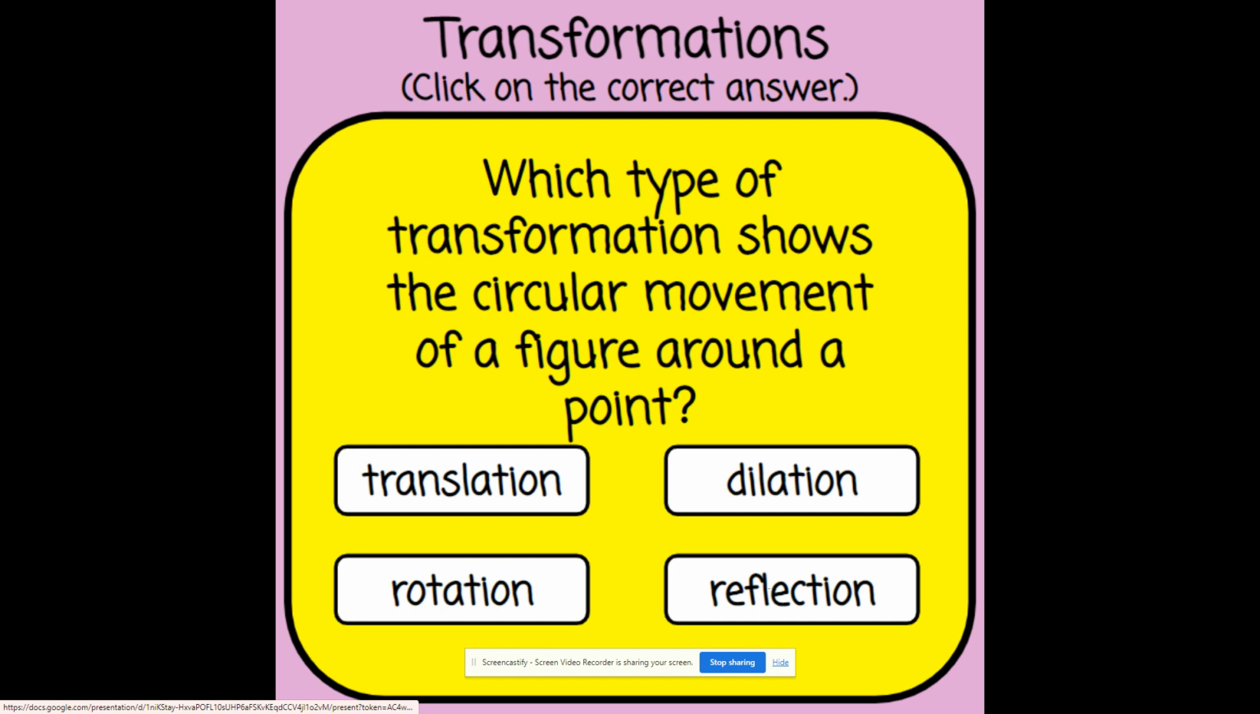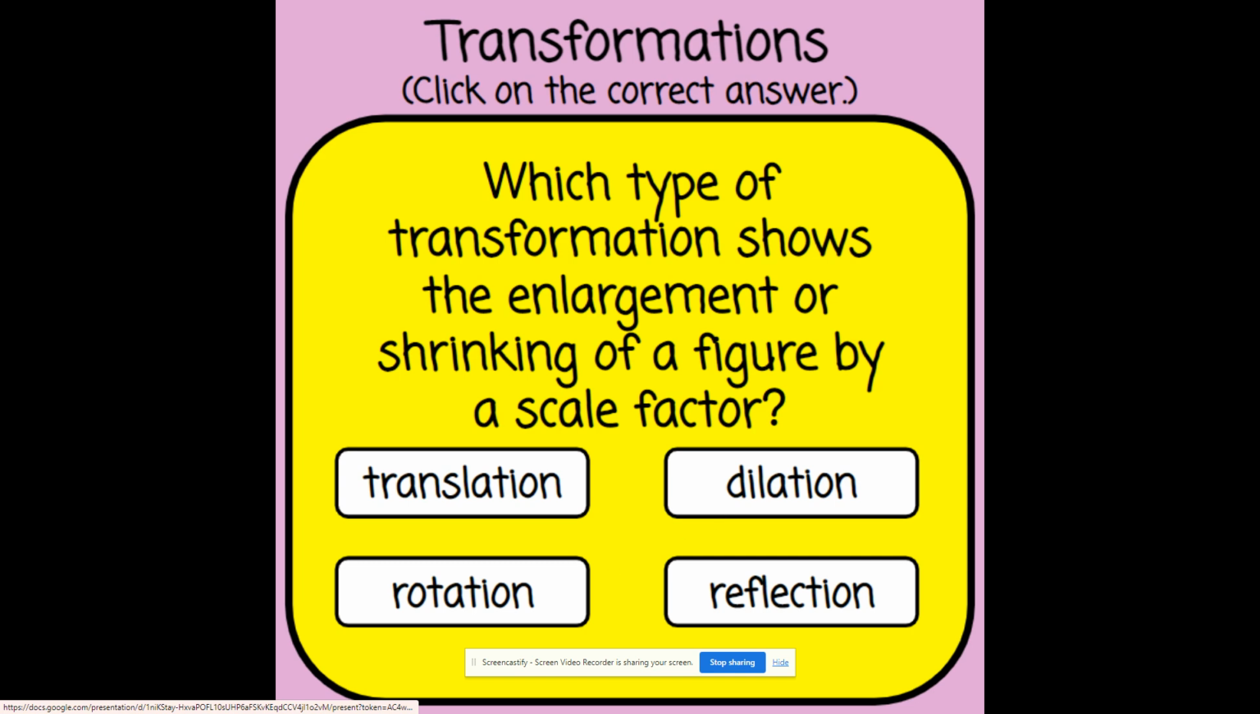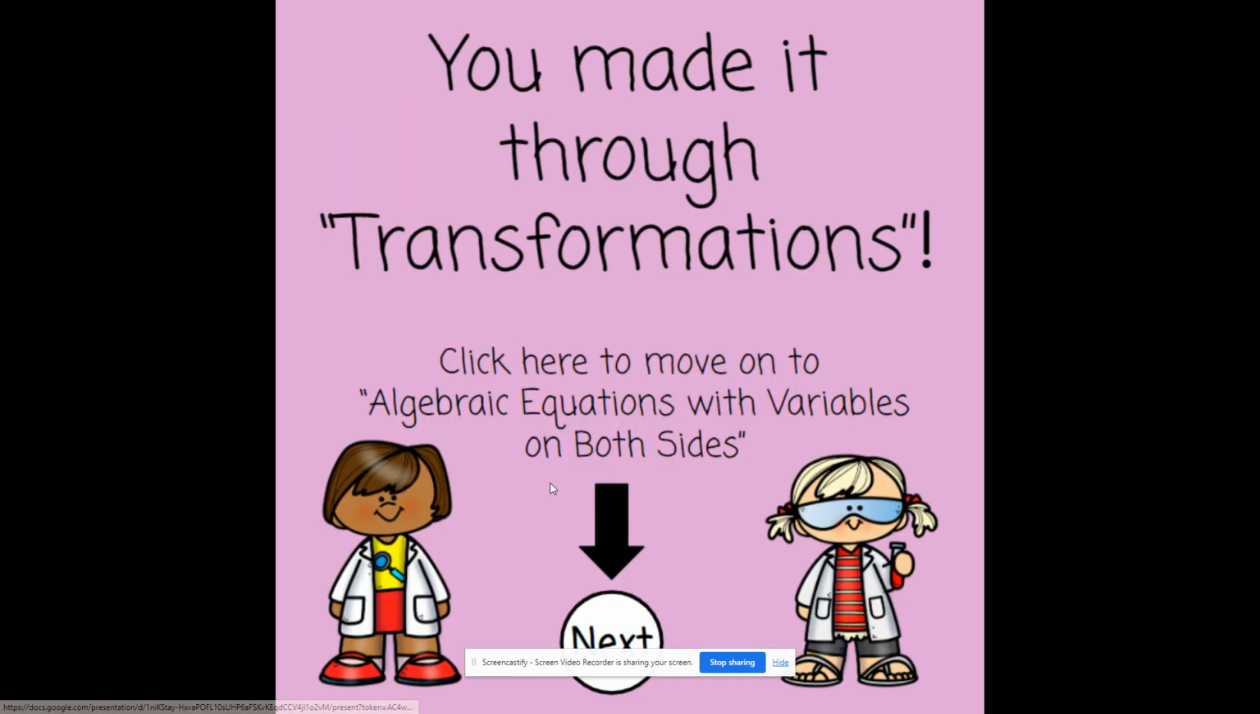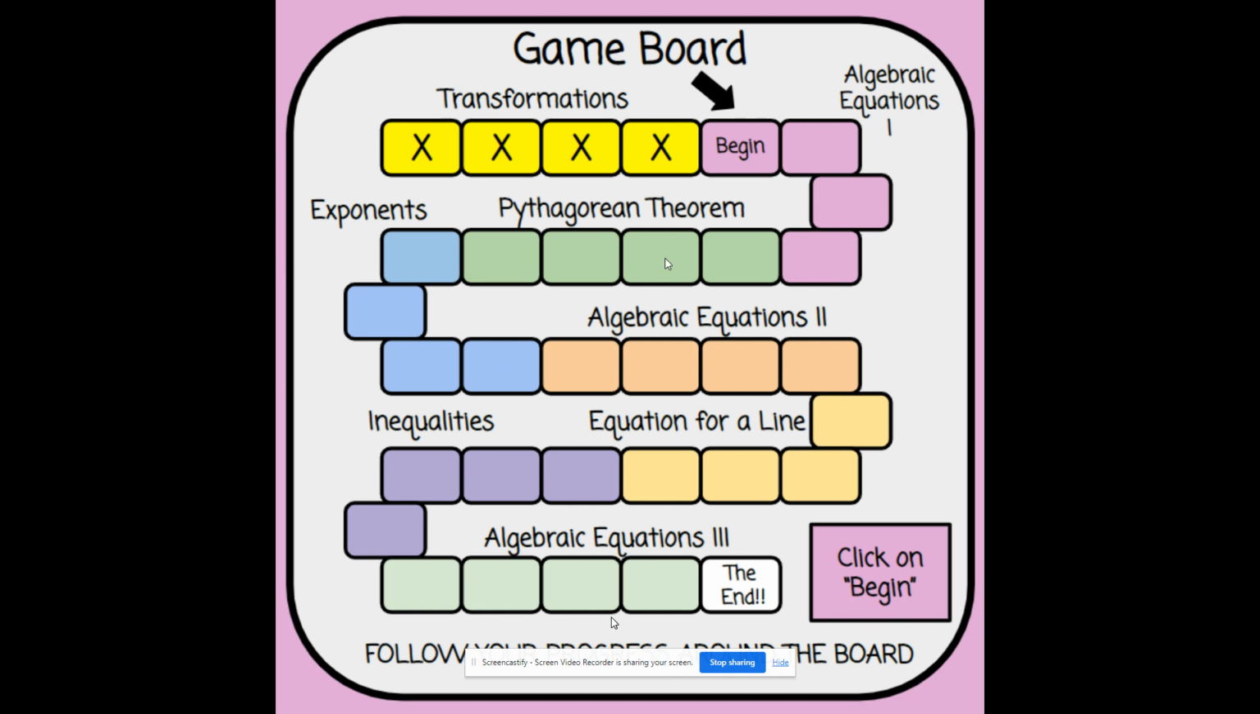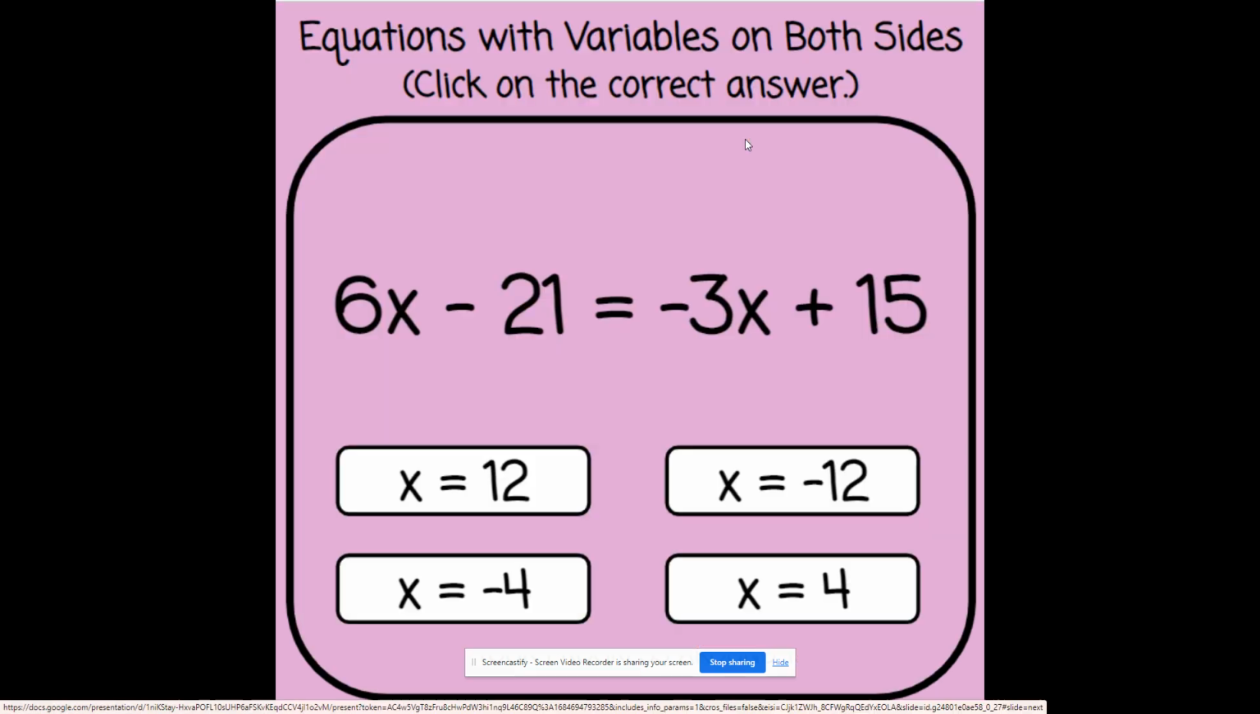Okay, so as long as they're giving the correct answers, they can keep moving on. Then they come to a slide that says they made it through transformations, and they're going to click here on next to go to the next section, which is algebraic equations with variables on both sides. So now they can see the game board again. Where they're at now is they've completed transformations. Now they're here on algebraic equations 1. So they have to click on begin, and it's a different place this time, the beginning of this section.